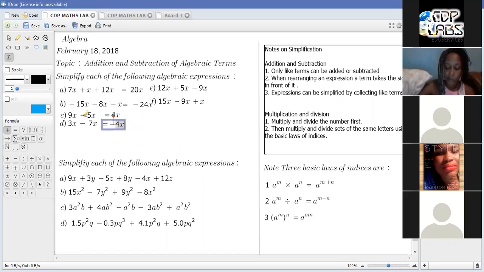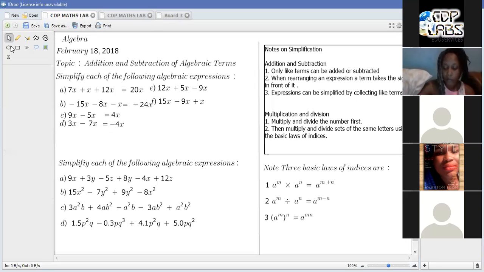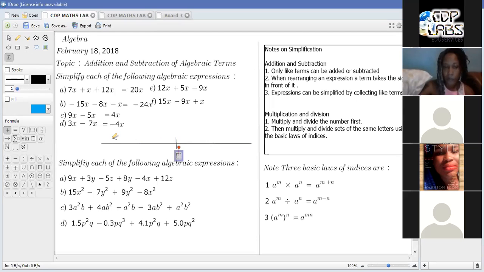And let me show you why it is negative 4x. I like to use a number line. When you are doing negative and positive numbers together in terms of addition and subtraction, it is very wise to use a number line. So we're going to put 0 right here, and then let's just mark off the lines first.